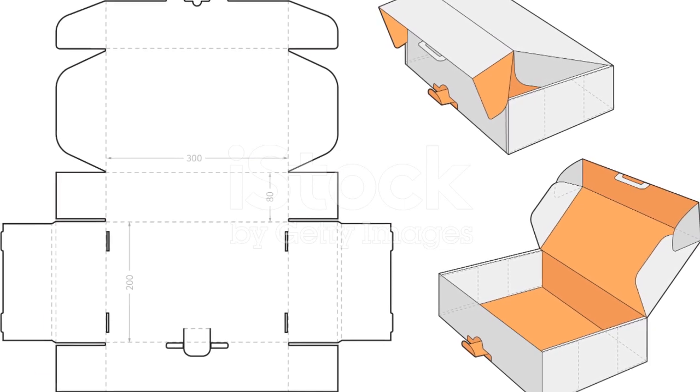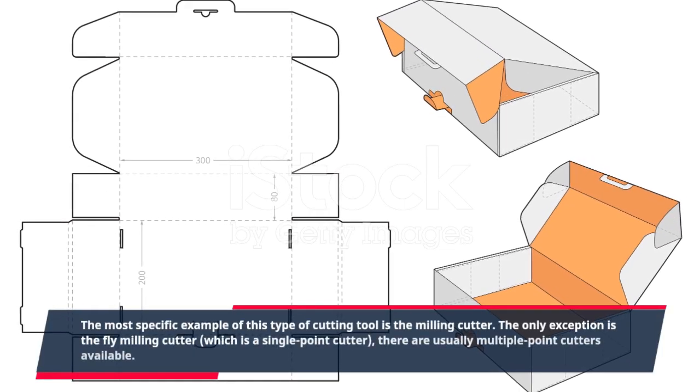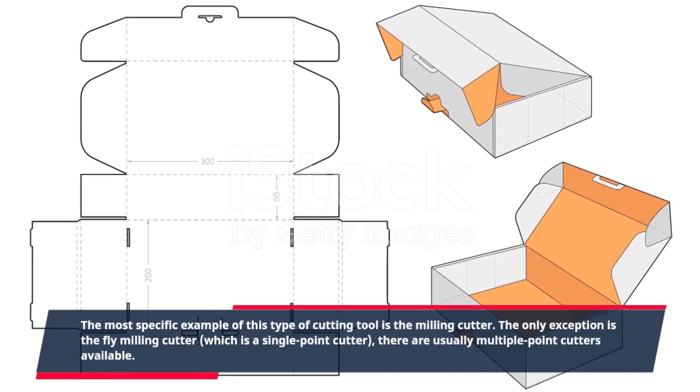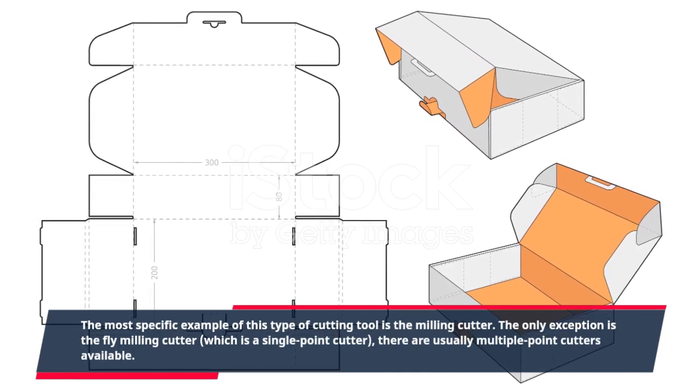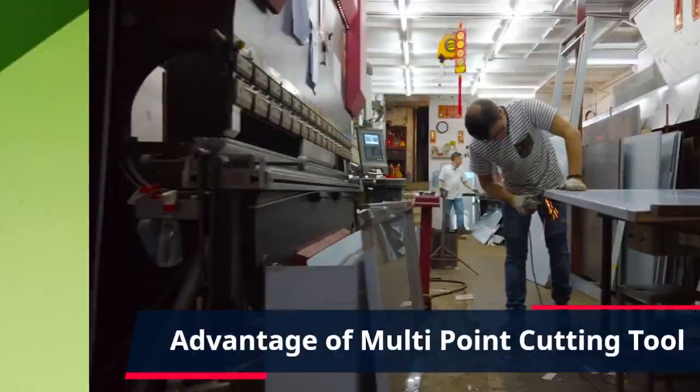The most specific example of this type of cutting tool is the milling cutter. The only exception is the fly milling cutter, which is a single point cutter. There are usually multiple point cutters available. Advantage of multi-point cutting tool.